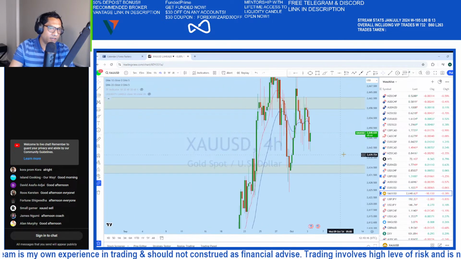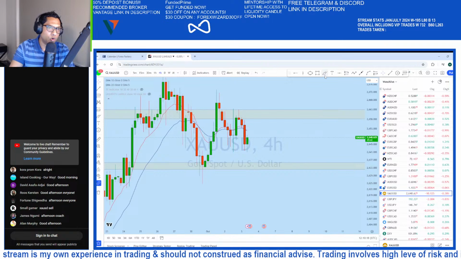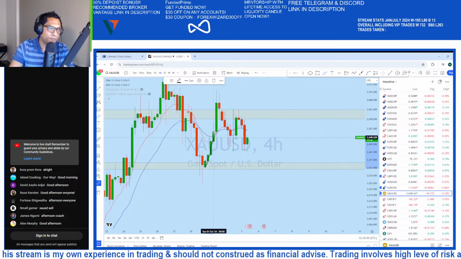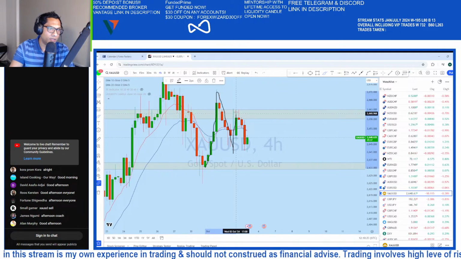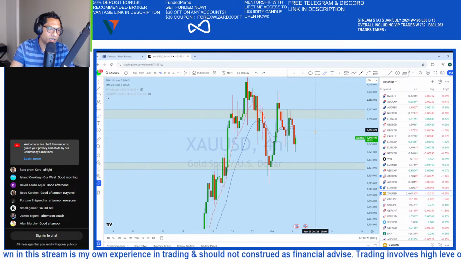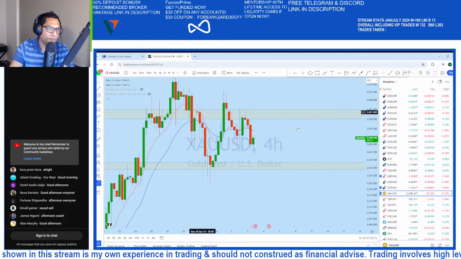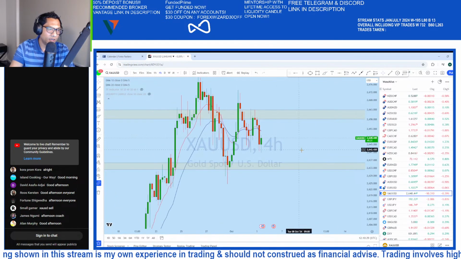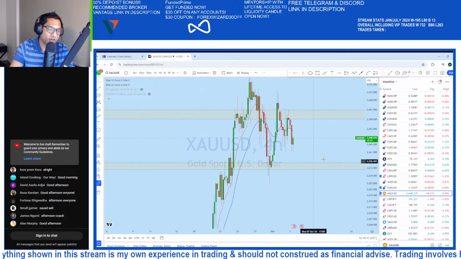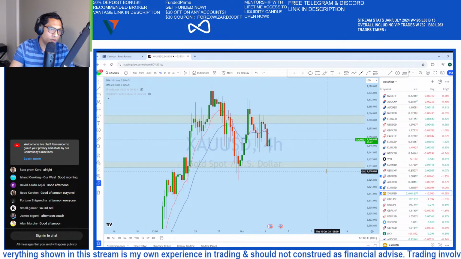But if we look at the 4 hour, we can see a little more clarification. Slowly there is a bounce here, a drop and a bounce. We can see the market forming, slowly trying to break below the support.